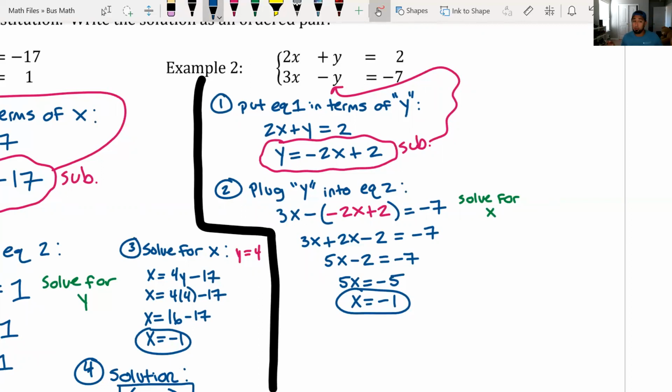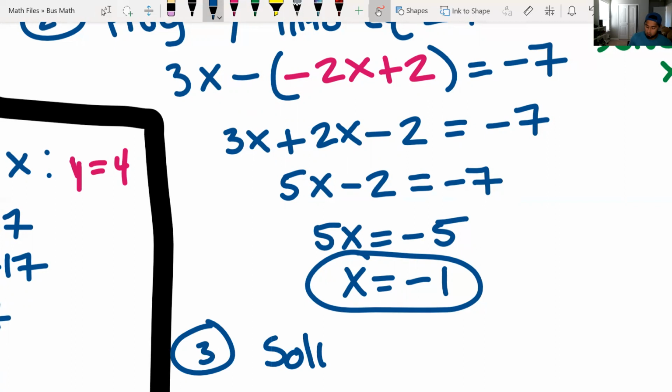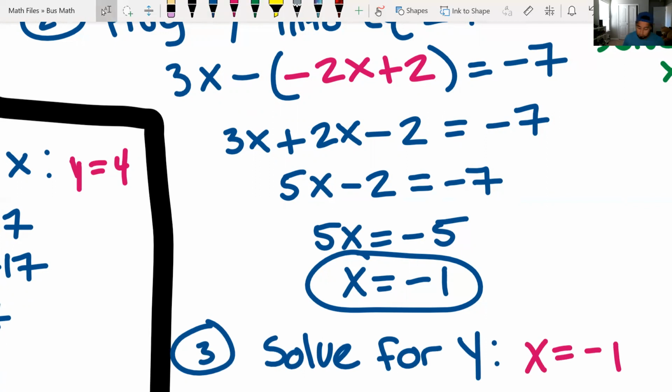So now all we have to do is solve for y, right? That's it. Solve for y. And again, the easiest way to do it is take this x value and plug it into this equation that's ready in terms of y. We'll do that when x is equal to negative 1.